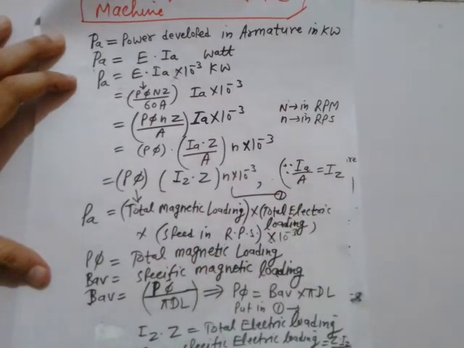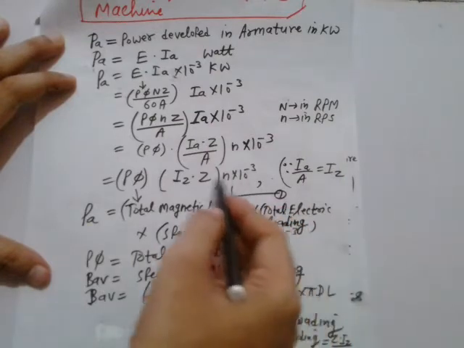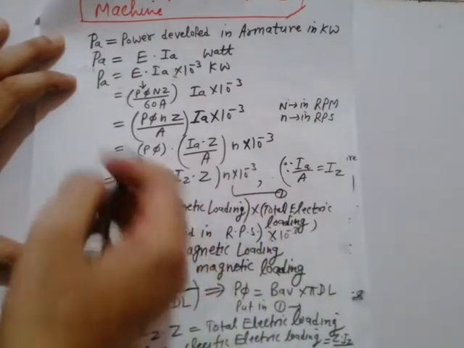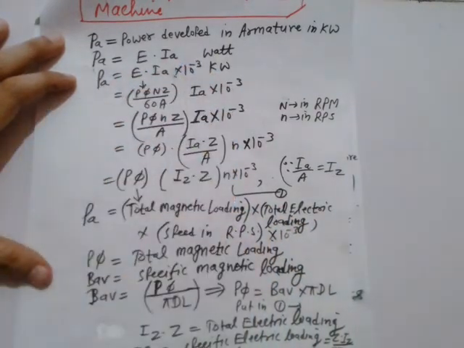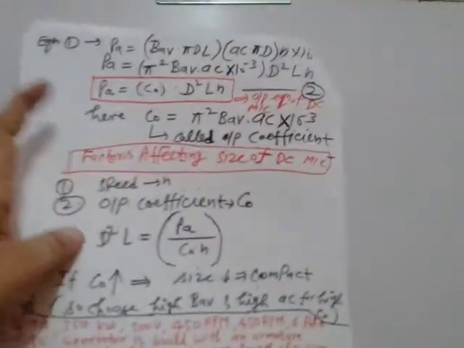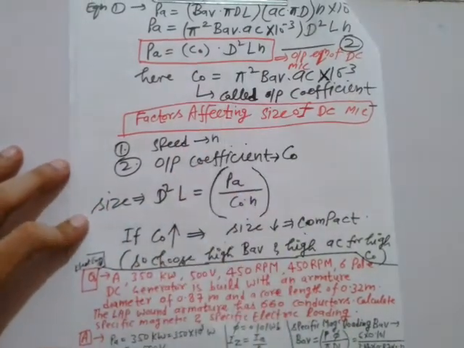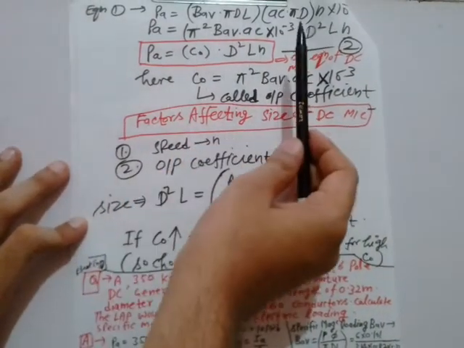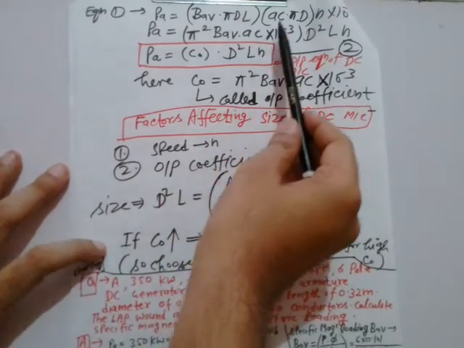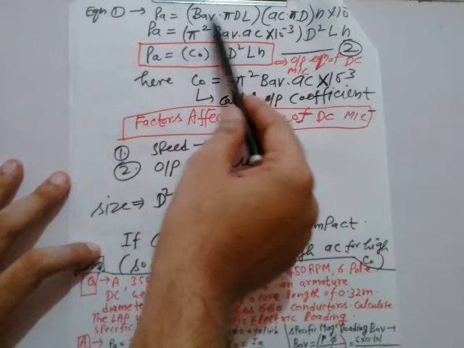It was left here. So put these values of Z into P phi in equation number 1 and calculate the power developed in the armature P. When you put these values, the equation now becomes B average into pi dl. In place of P phi you can write B average into pi dl.